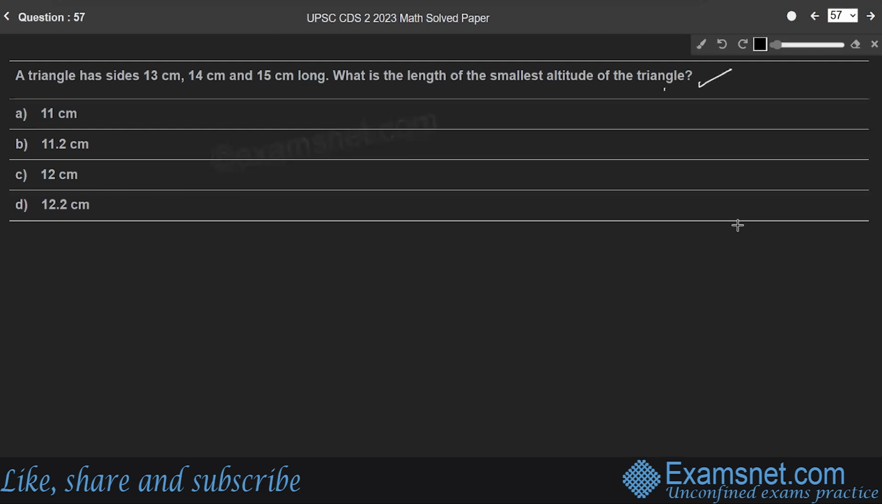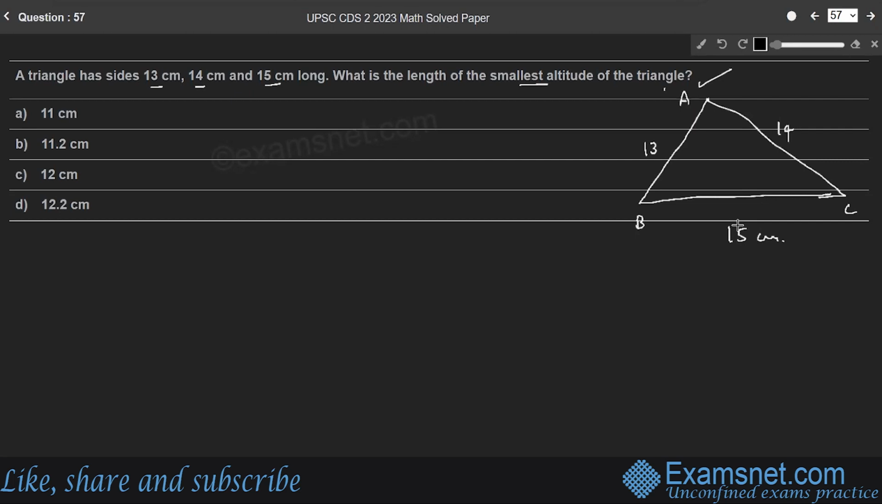Question 57. A triangle has sides 13 centimeter, 14 centimeter, and 15 centimeter long. What is the length of the smallest altitude of the triangle, right? So we'll consider a triangle ABC, say for example, whose sides are 13 centimeter, 14 centimeter, and 15 centimeter, right? So which is the smallest altitude of the triangle?